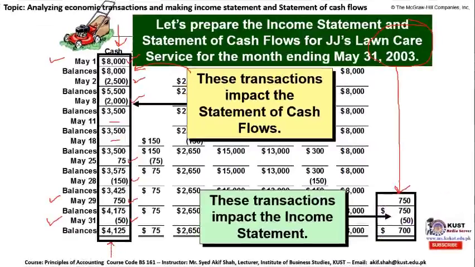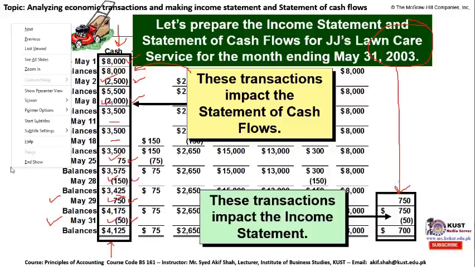See, we have incorporated $2,500, $2,000, then $75, $150. We have also incorporated $750 and $50. It means that we are left with only the May 1st transactions to be incorporated in our statement of cash flow.